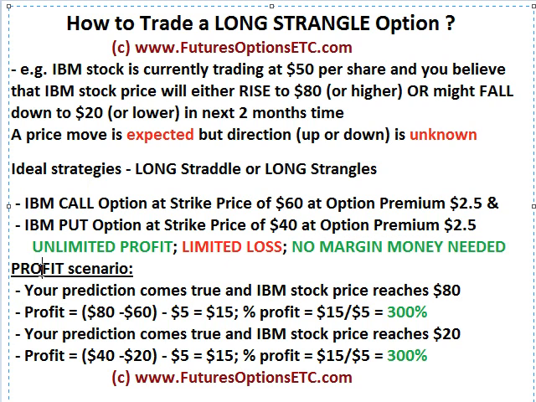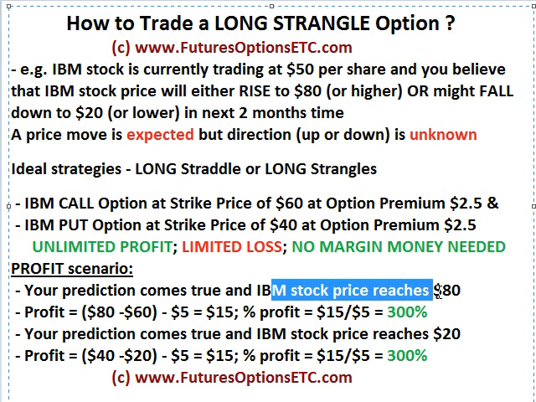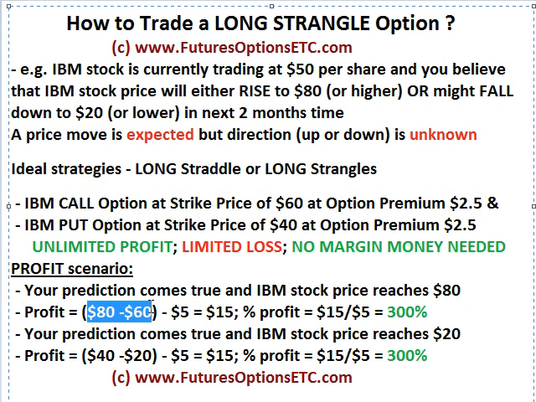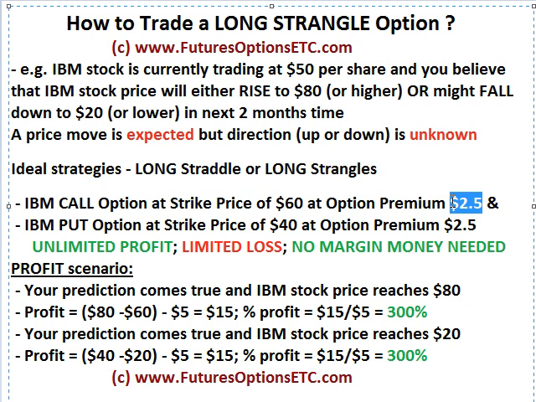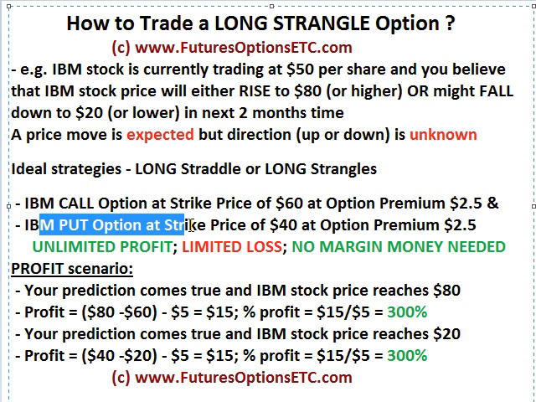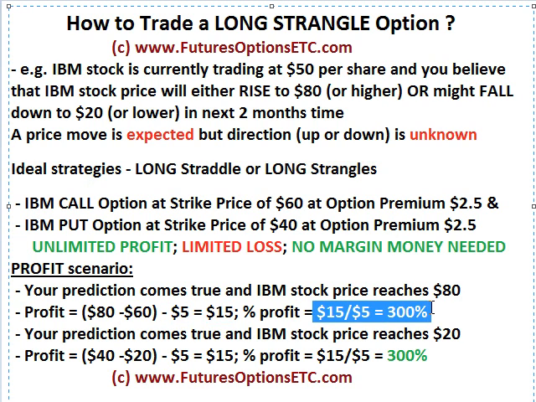In a profitable scenario, suppose your prediction comes true and the IBM stock price actually reaches $80 on the upper side. Then your profit would be $80 minus $60 for the call option, and you have paid $5 for the two option premiums. The put option would expire worthless. This profit is only from the call option, and the option premium that you paid has to be deducted, so the net profit is $15. In terms of percentage, it is a whopping 300% profit.